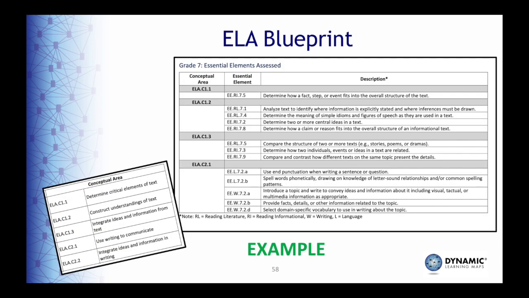For example, shown here is the ELA blueprint for grade 7, with a reminder of the conceptual areas. Essential elements in conceptual area 1.1 all pertain to determining critical elements of text. Essential elements in conceptual area 1.2 all pertain to constructing understandings of text. Essential elements in conceptual area 1.3 all pertain to integrating ideas and information from text. Essential elements in conceptual areas 2.1 and 2.2 pertain to writing skills. Conceptual area 2.1 is use writing to communicate, and 2.2 is integrate ideas and information in writing.